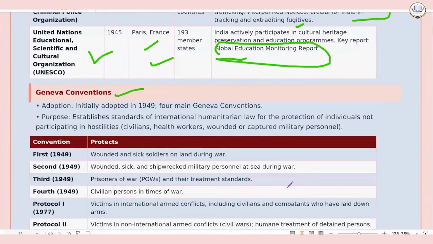And Geneva Convention. It was adopted initially in 1949. There are 4 major Geneva Conventions. Purpose is to establish standards of international humanitarian law for the protection of individuals not participating in hostilities, civilian health workers, wounded or captured military personnel.